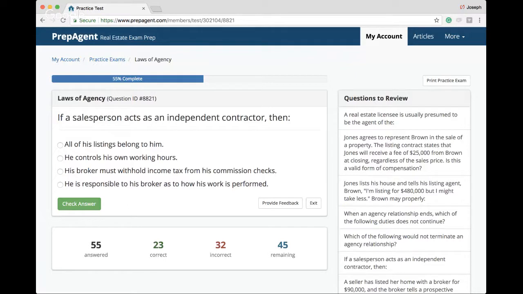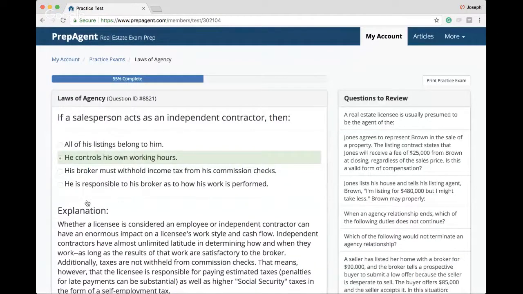If a salesperson acts as an independent contractor, then A, all of his listings belong to him. B, he controls his own working hours. C, he collects from his commission checks. D, he is responsible to his broker as to how his work is performed. The answer is B. He controls his own working hours.